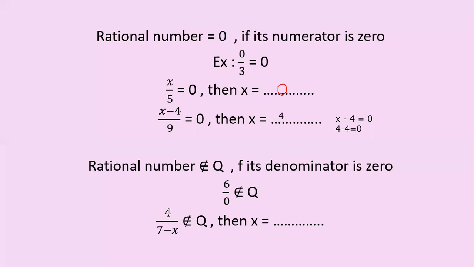The number 4 over 7 minus x doesn't belong to Q. Why? So I want to make this expression, 7 minus x, which is in the denominator, equal 0. We know 7 minus what equals 0? Yes, 7 minus 7 equals 0. Then this number doesn't belong to Q if x equals 7. When we put 7 instead of x, it will be 7 minus 7 equals 0.